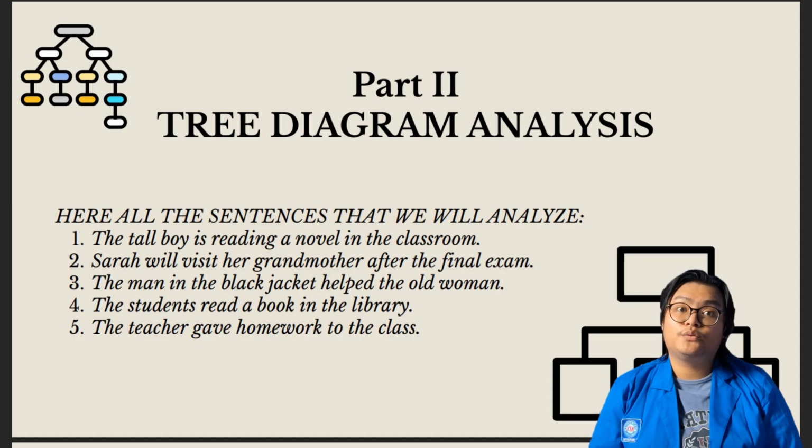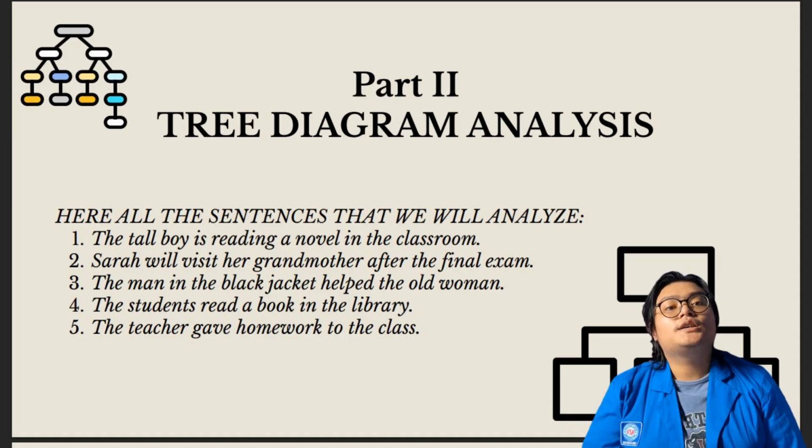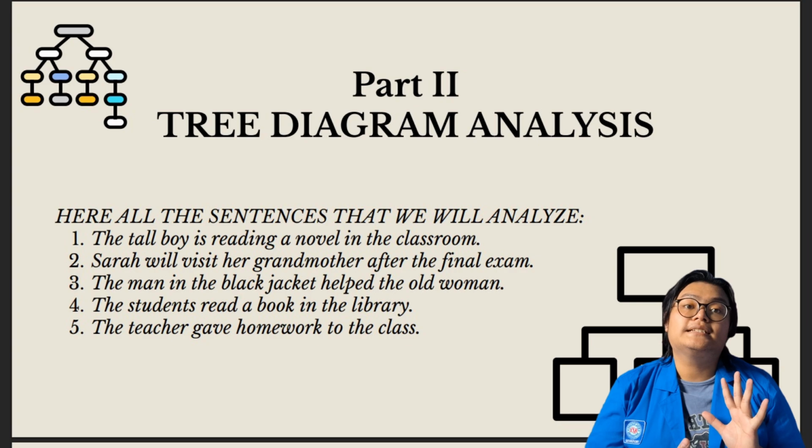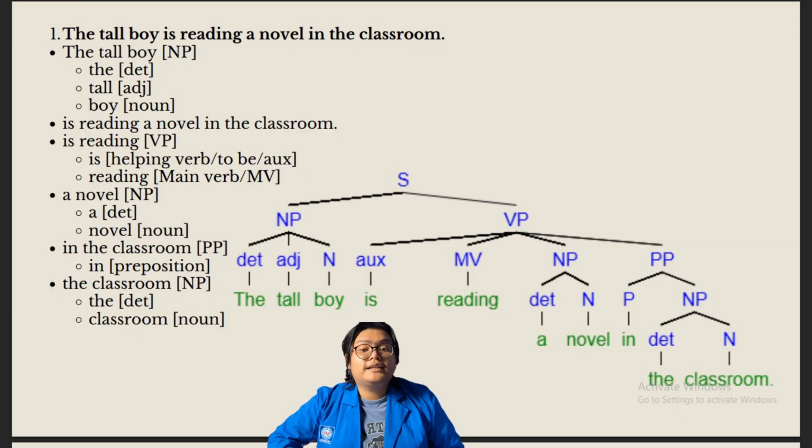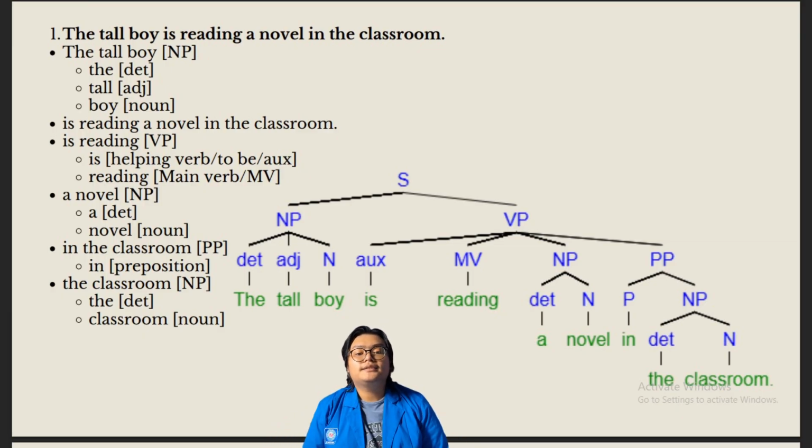So we move to part 2, which is the diagram analysis. I will analyze 5 sentences. The first one is "The tall boy is reading a novel in the classroom." Before we make the syntactic tree, we need to identify the constituents in the sentence. There are three: "the tall boy" is an NP, "is reading a novel in the classroom" is a VP, and "in the classroom" is a PP.